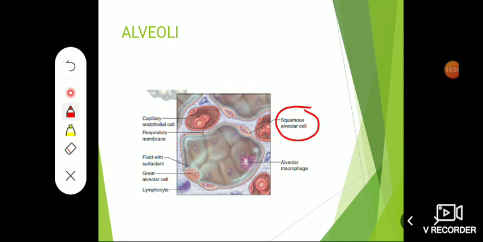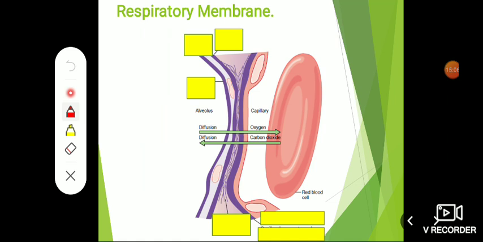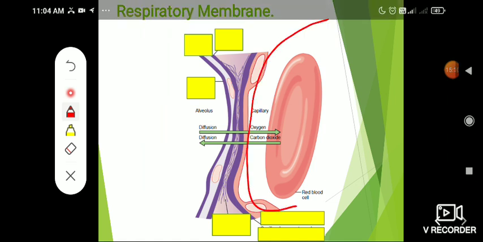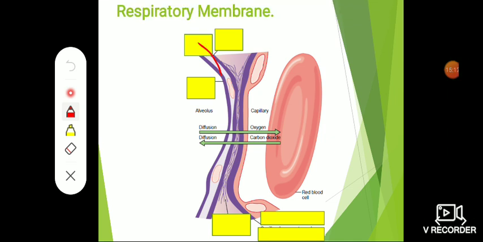So let's have a close look at this. This is the respiratory membrane. This is the capillary endothelium and this is the alveolar squamous cell. So let's see what are the membranes across which there is a diffusion of our gases. Fluid and surfactant layer in the alveoli. The alveolar epithelium, that is the squamous epithelium layer, which is forming the alveoli.